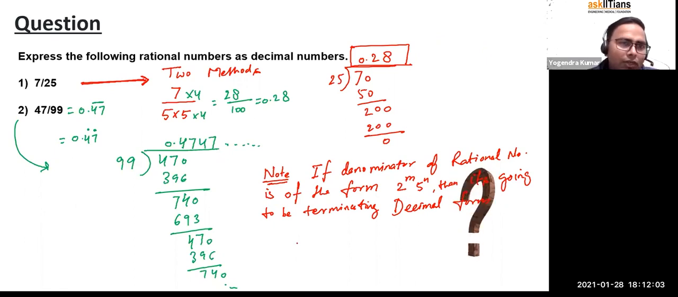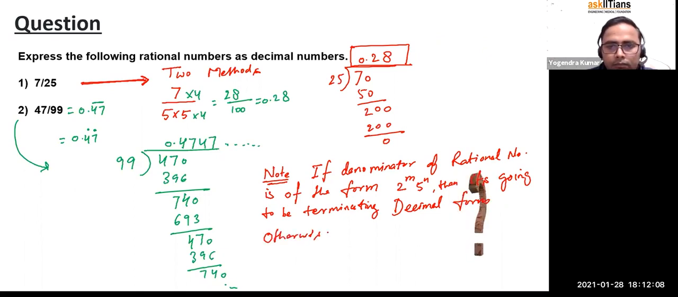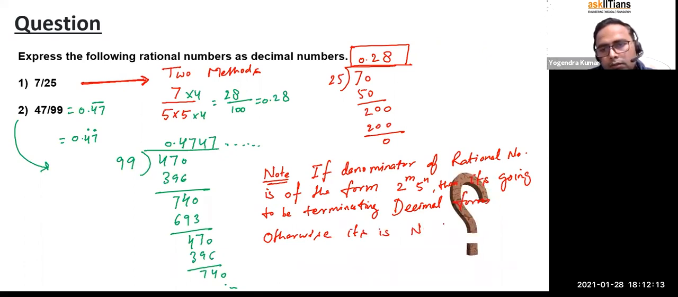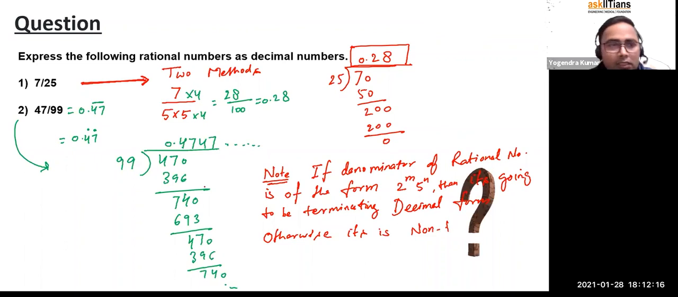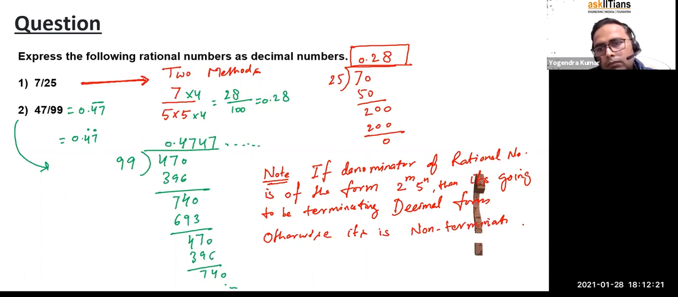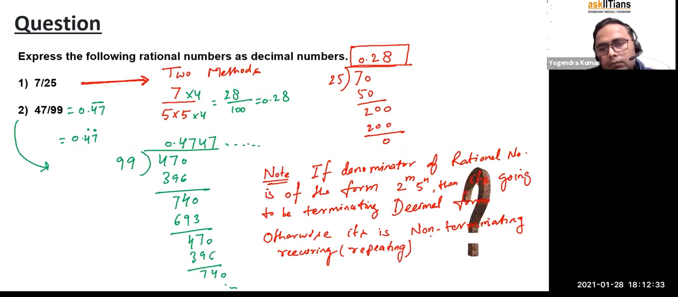Okay, but if it is not, then otherwise it is non-terminating, because it is a rational number, so it is non-terminating recurring, or you can say repeating. Non-terminating, recurring, or repeating form it is, right?